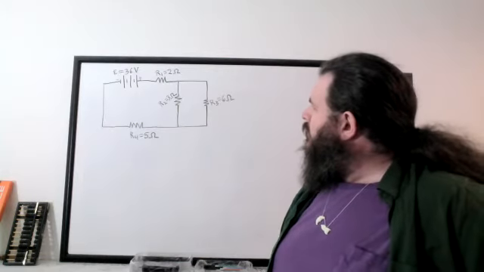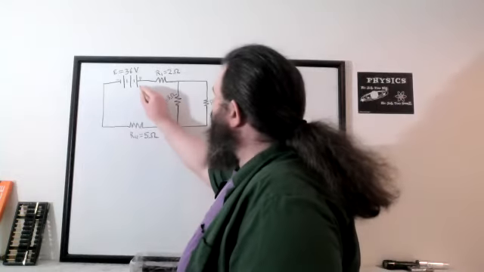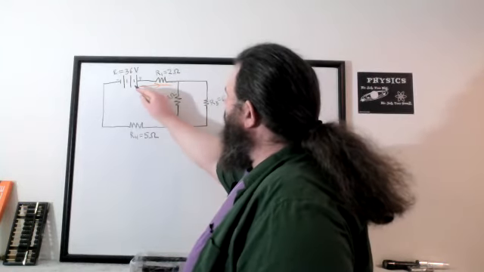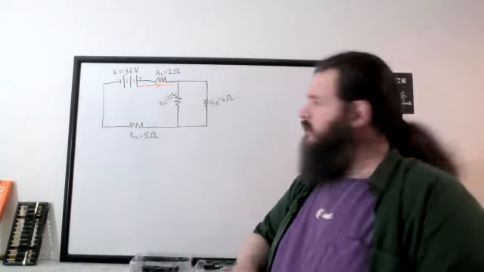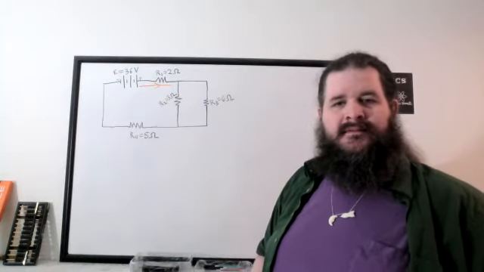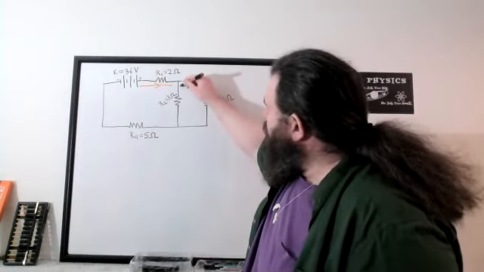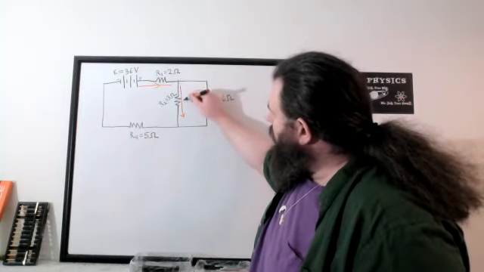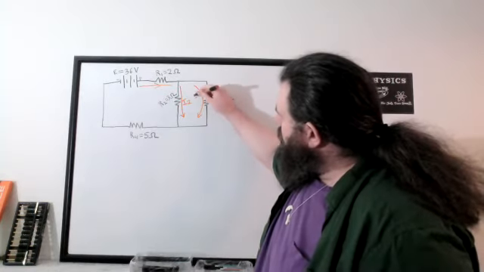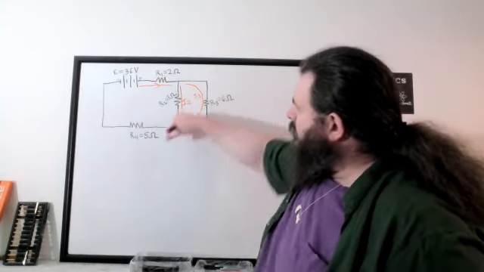One, 2, and 4. The problem is if you imagine traveling out of the positive terminal of the battery, you pass through R1. So the battery and R1 have to have the same current. But as soon as you hit this junction, what happens to the current? It's going to split, right? So that current splits into 2 different currents, let's say I2 and I3. But then I2 and I3 join back together.